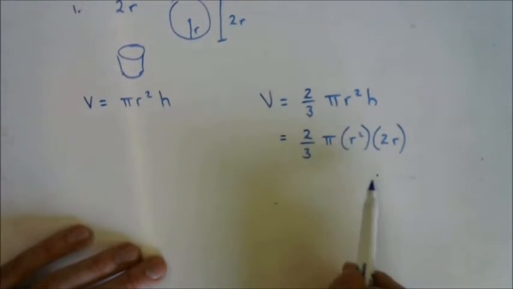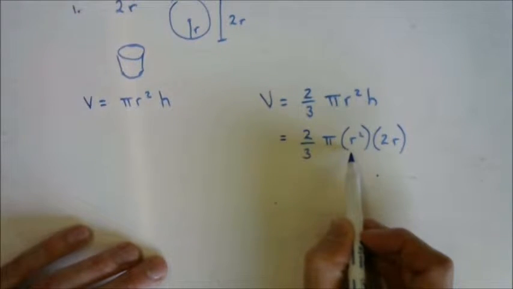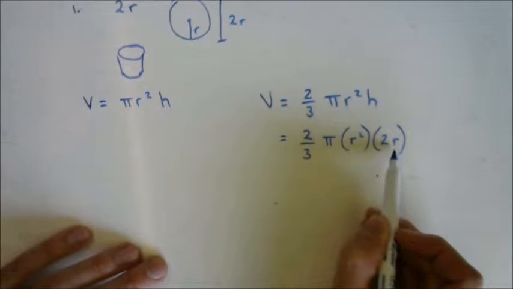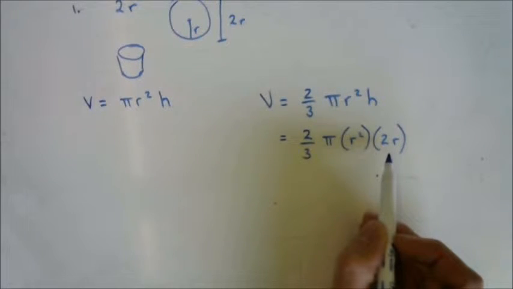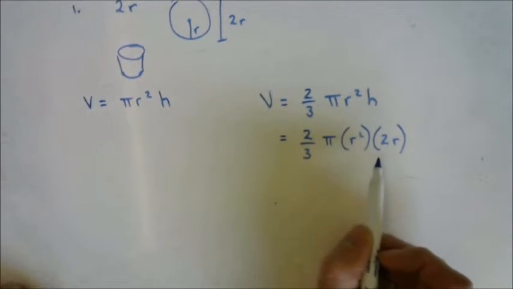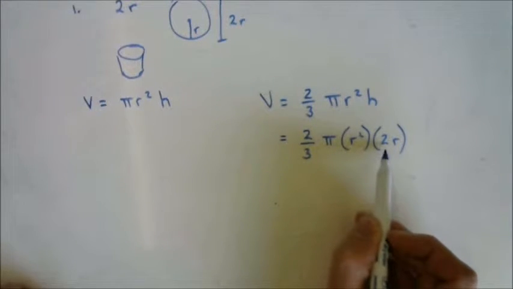But we can reduce this even further. So now look, how many factors of r do I have? I have 2 factors of r here and another factor of r here. So I actually have r times r times r. So I have r cubed. Okay? Does that make sense?